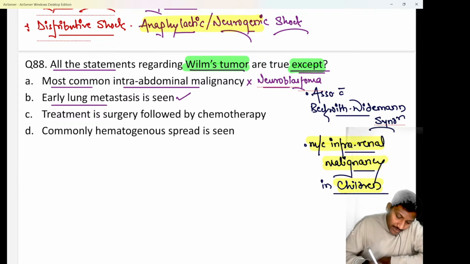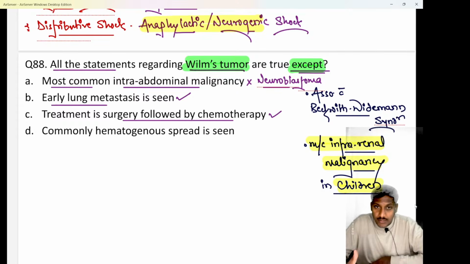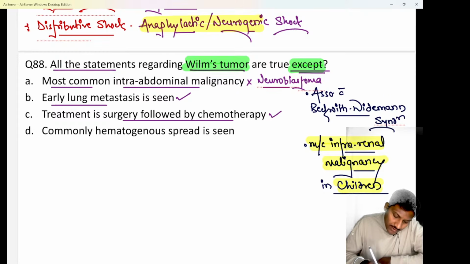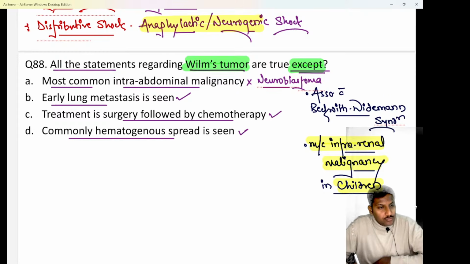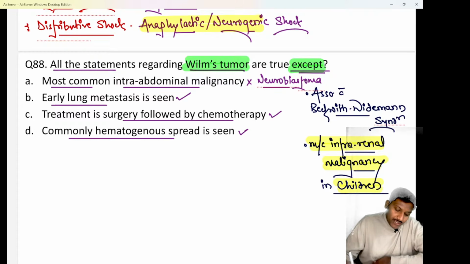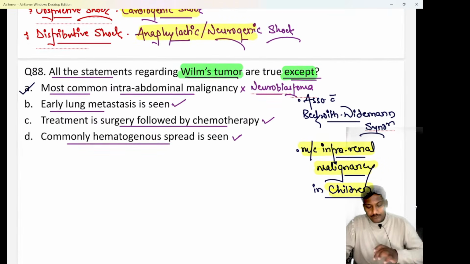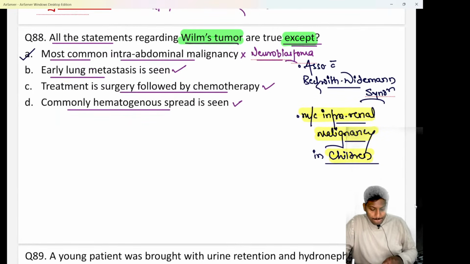Option C says treatment is surgery followed by chemotherapy. Yes, surgery followed by chemotherapy in early stages, and surgery followed by chemoradiation in later stages, is the treatment of Wilms tumor. Option D says hematogenous spread is commonly seen. Yes, Wilms tumor commonly spreads by the hematogenous route. So option A, most common intra-abdominal malignancy, is not correct. That is the false statement. The answer is option A. Hopefully clear to all of you now.